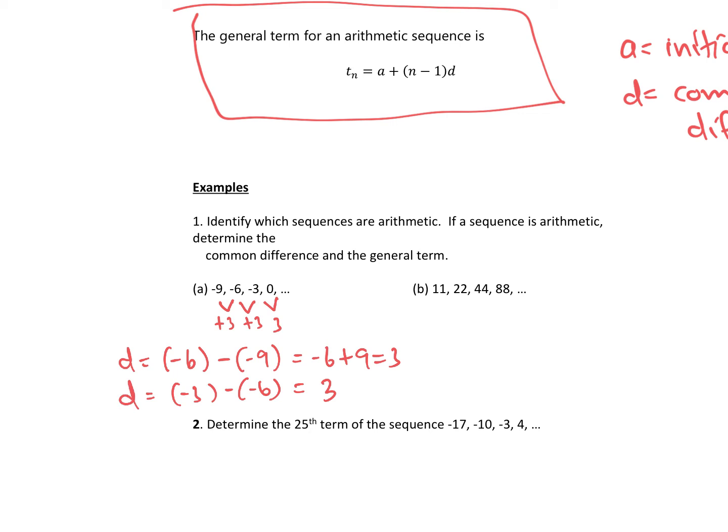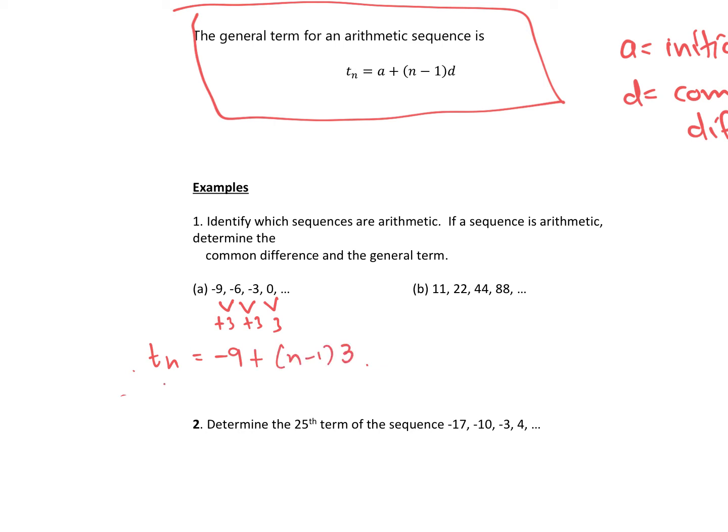And then we can find the general term. I'm just going to erase this to give myself some room. Okay, so once I know the common difference, I know the first term is -9, and the common difference is 3. And then we're just going to simplify that by expanding brackets and then collecting like terms. So this is my general formula for that.